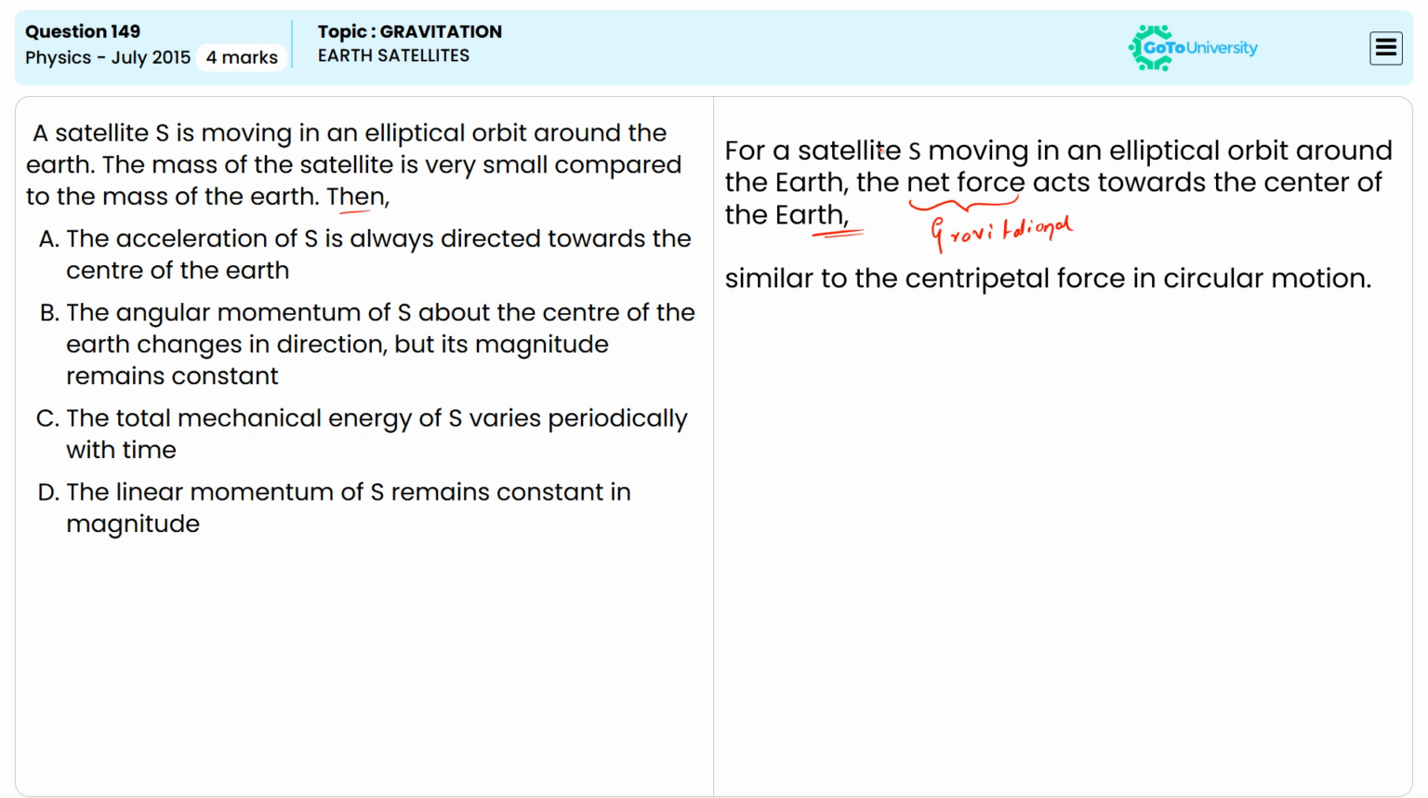Then, according to Kepler's law, the angular momentum of the satellite remains constant. Then, we can write L is equal to mvr, which is equal to constant. Then, since the mass m is constant, the velocity is inversely proportional to the radius. Then, we can say that the acceleration of S is always directed towards the center of the Earth. So, option A is the right answer.